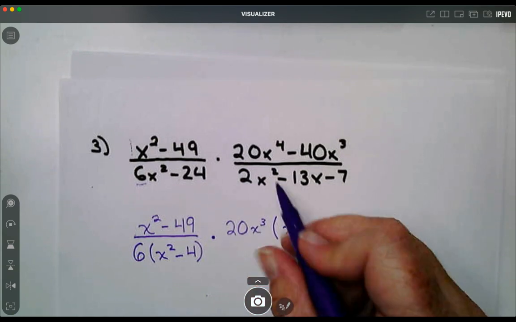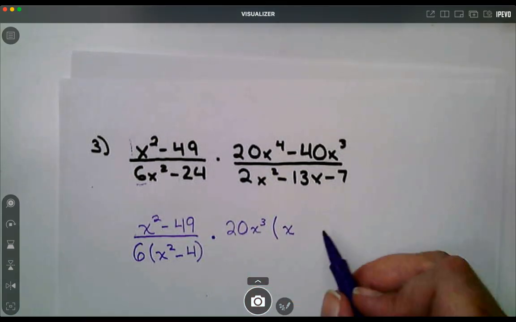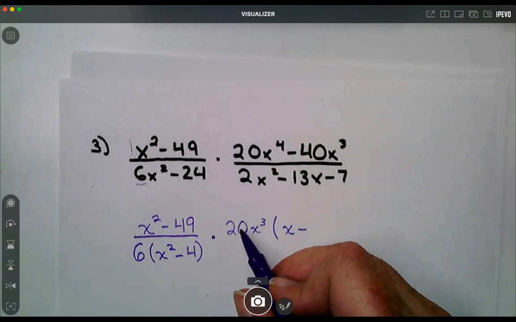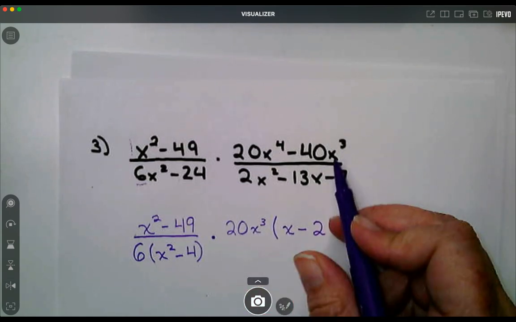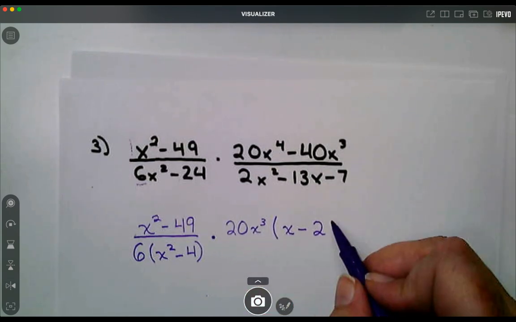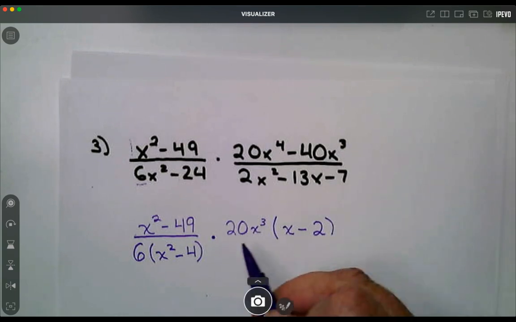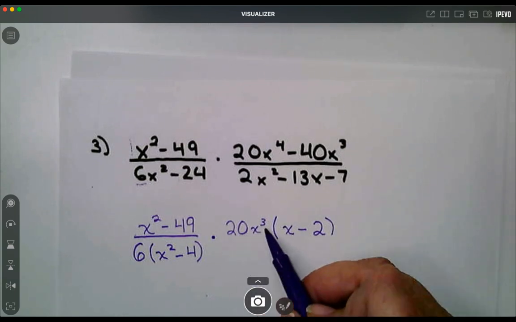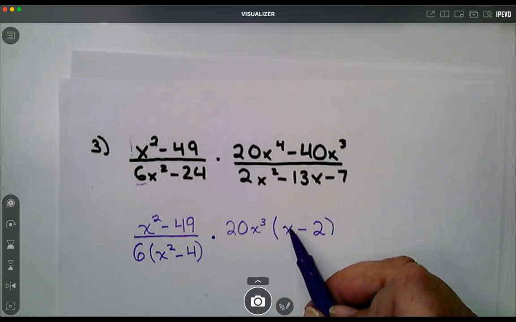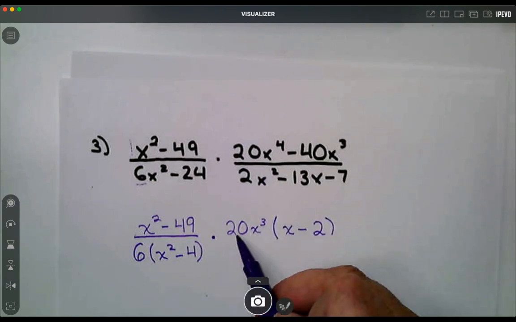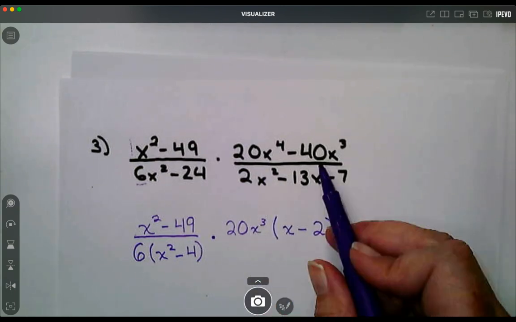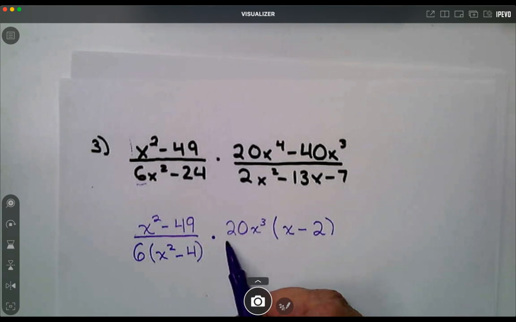20x to the 3rd times x is 20x to the 4th. 40 divided by 20 is 2. X to the 3rd divided by x to the 3rd, that's 1. So 20x to the 3rd times 1 times x is 20x to the 4th. 20x to the 3rd times negative 2 is negative 40x to the 3rd. So I'm doing great.